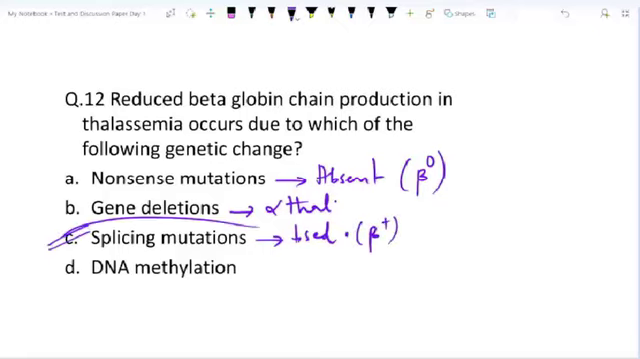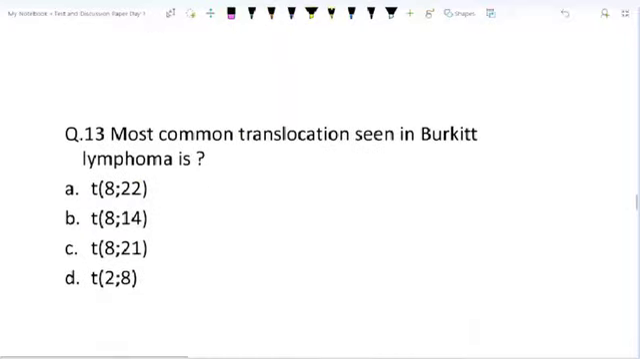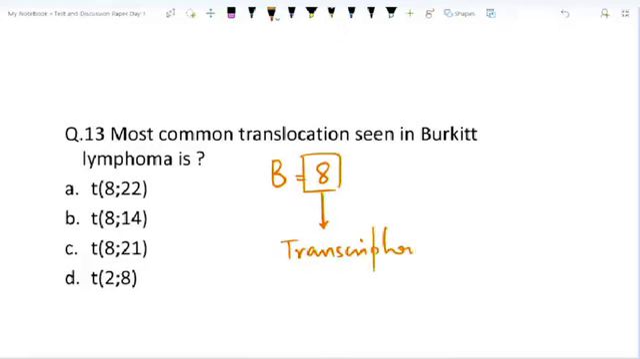So the answer here is splicing mutation. Most common translocations seen in Burkitt lymphoma. This is very easy. Remember, B looks like 8, and on the 8th chromosome is a transcription factor named c-Myc. When this is amplified, it leads to its overexpression due to its cohabitation with a promoter sequence like IgH.